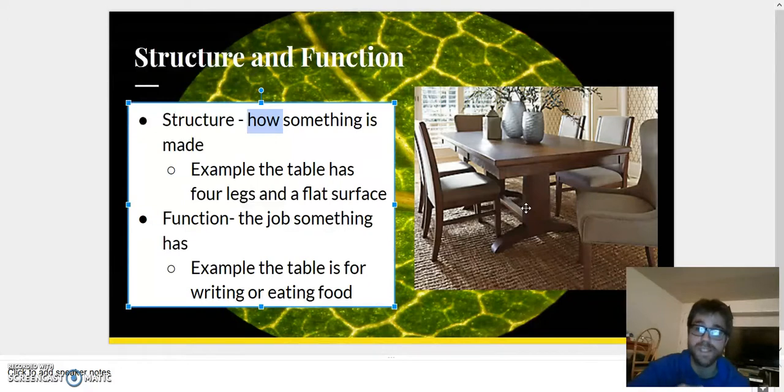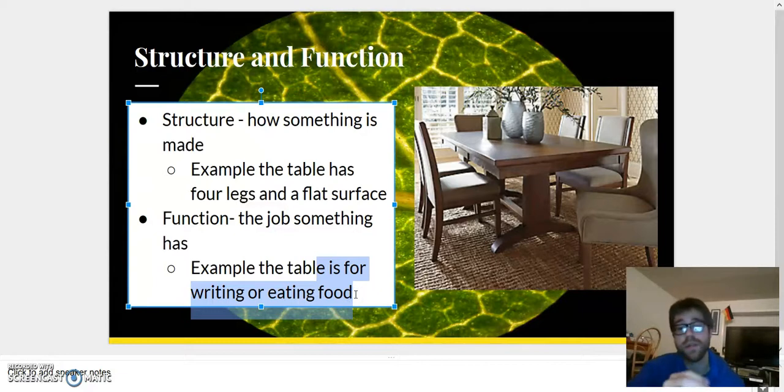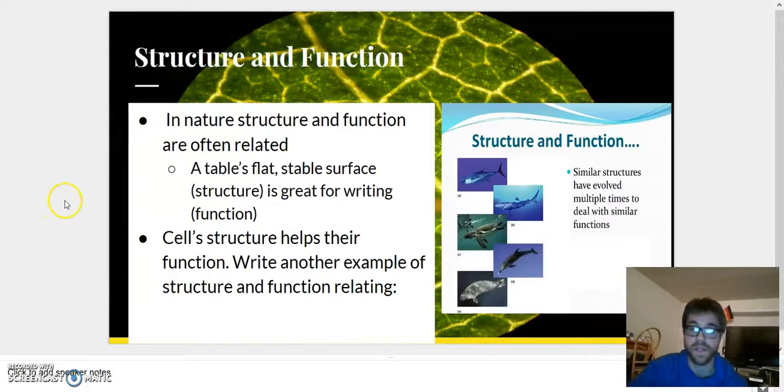Function is the job something has. So that's all about what something is used for. For example, this table is used for writing or for eating or really just for holding things up. Now the structure of the table helps it do its job. The structure of the table is flat and steady, which lets you put things on top of it. Let it hold things.